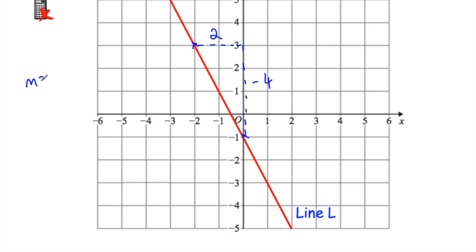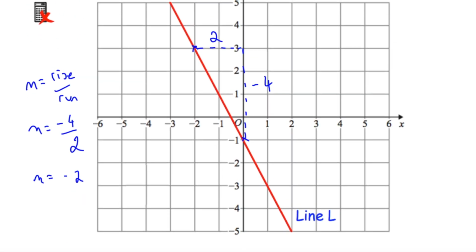So m, the gradient, is equal to the rise divided by the run. M would be the rise, -4, the line's going downwards, divided by the run, which is 2. And -4 divided by 2 is equal to -2. So the gradient of that line is -2. And let's just check it using that other approach. If we go across 1 unit, we go down 2. Across 1, down 2. So the gradient of that line is -2. And that's it.